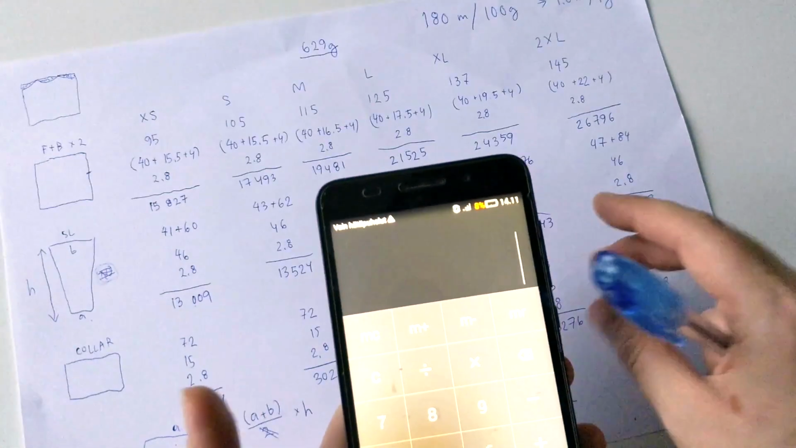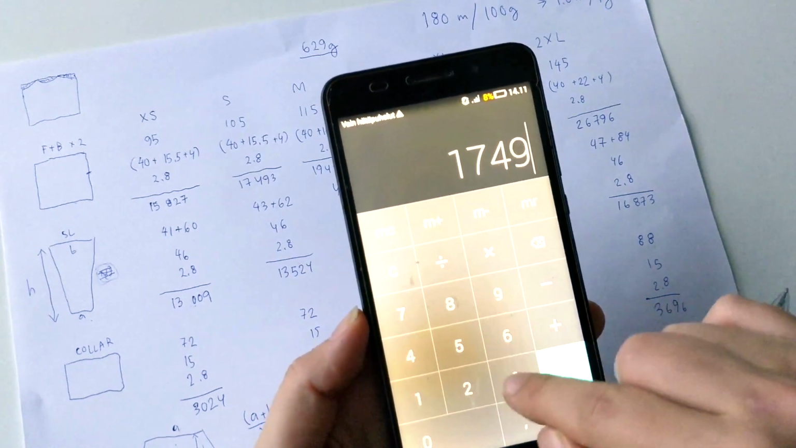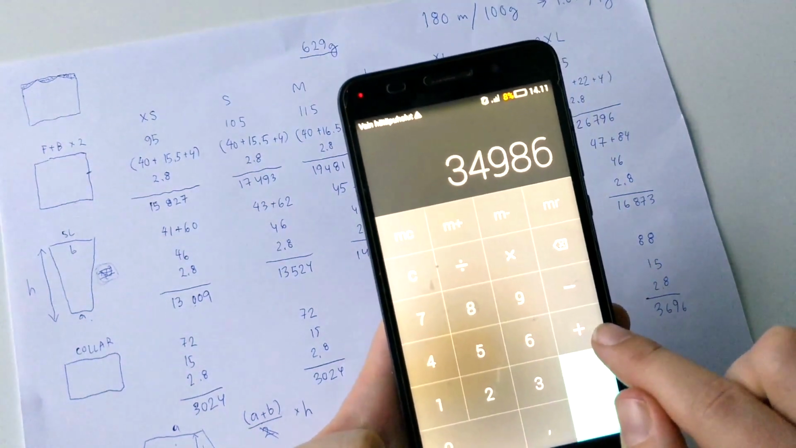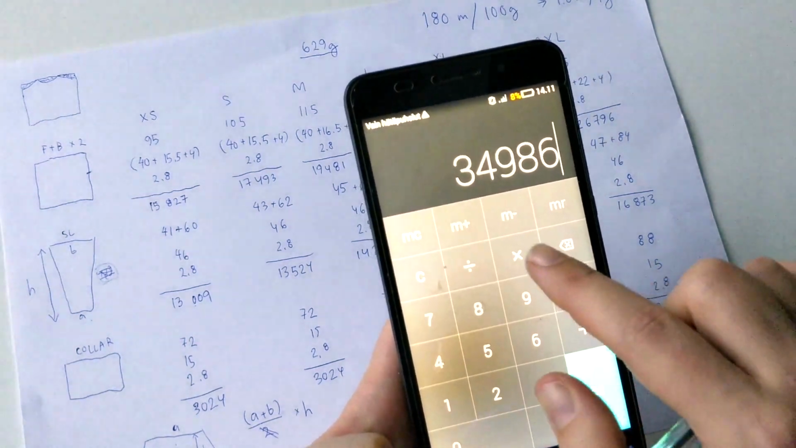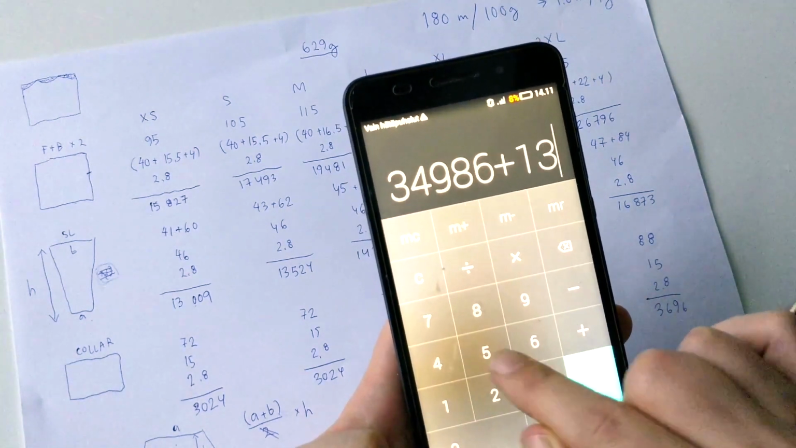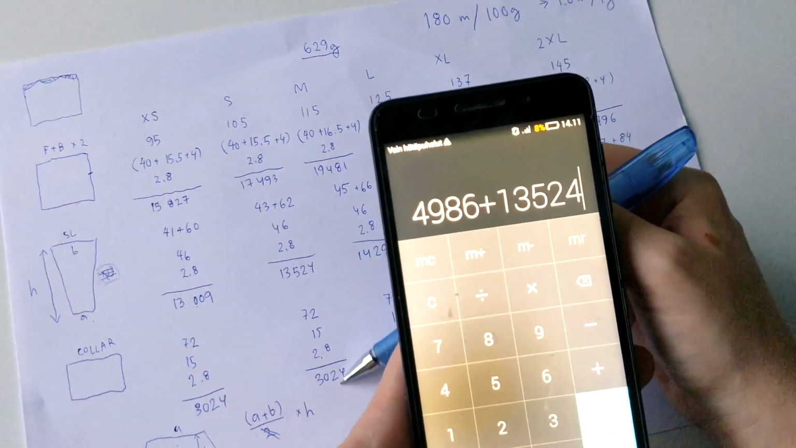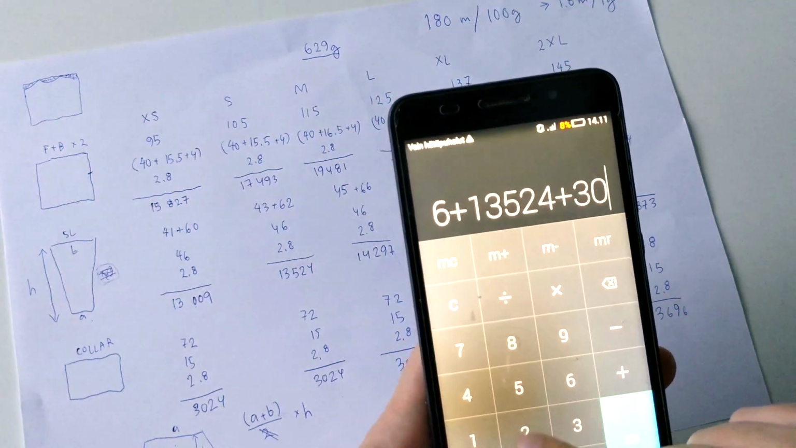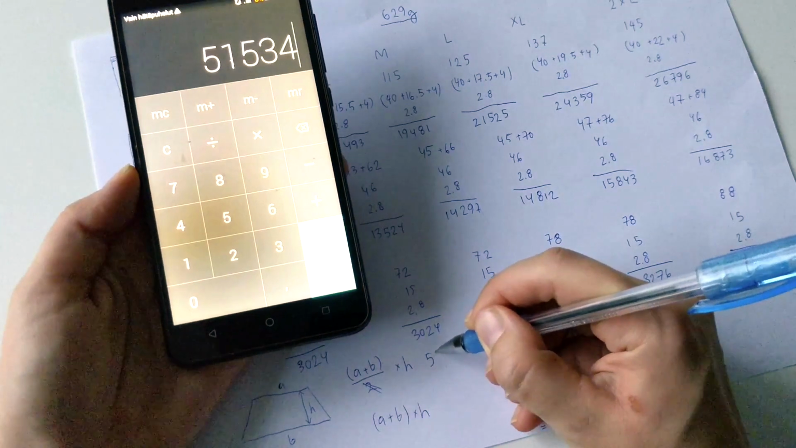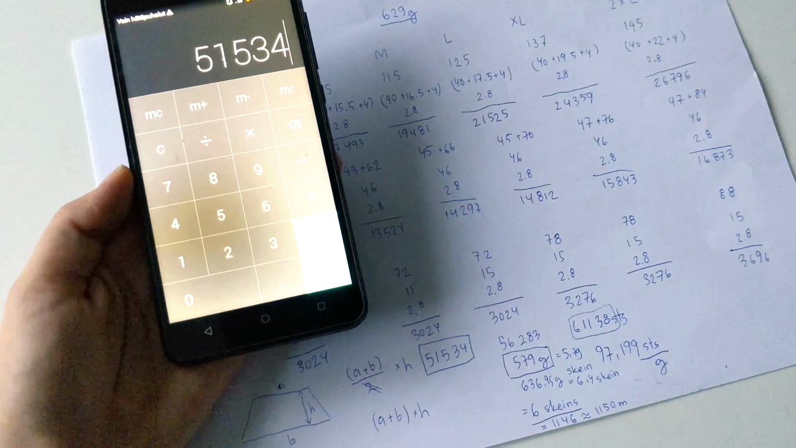So size S is 17,493 times 2, so front and back. That's 34,986. And then just add the sleeve for here and the collar. So the total is 51,534. This is the total stitch count.